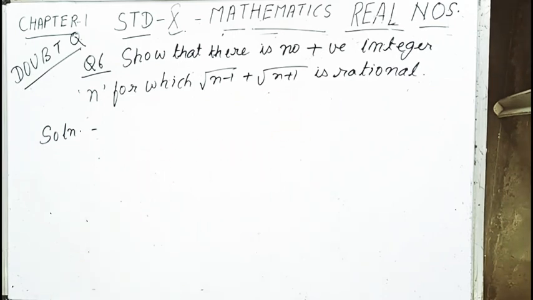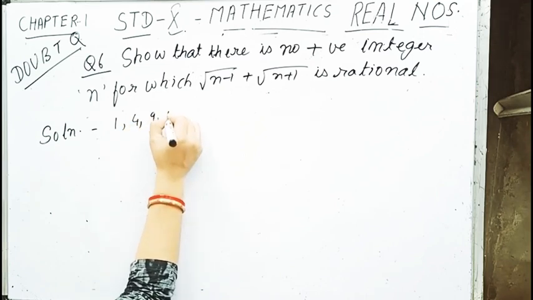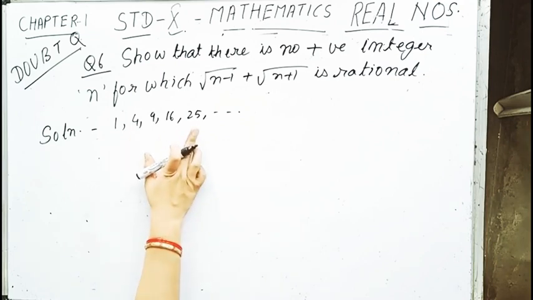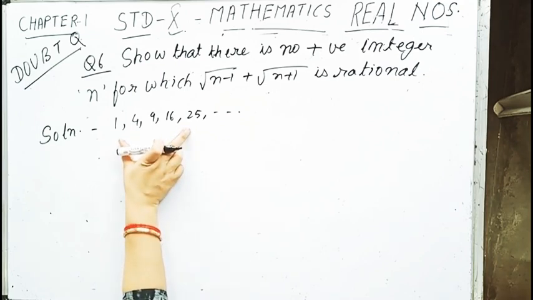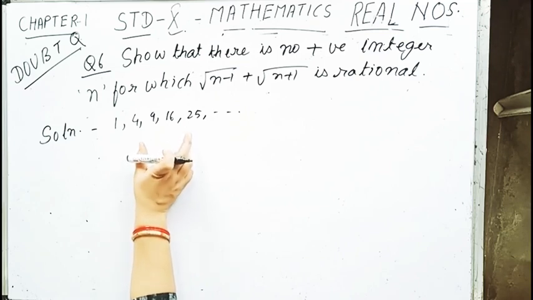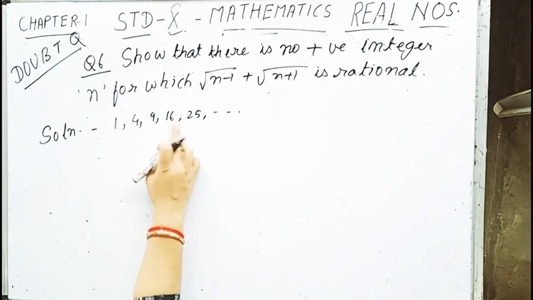Before solving this sum, let us first know one property of perfect square numbers. The perfect square numbers are 1, 4, 9, 16, 25 and so on. One note you can take care of: the difference between any two consecutive perfect square numbers is greater than 3. As you can see, 4 minus 1 is 3, 9 minus 4 is 5, 16 minus 9 is 7, 25 minus 16 is 9 and so on. So let us proceed with the sum.